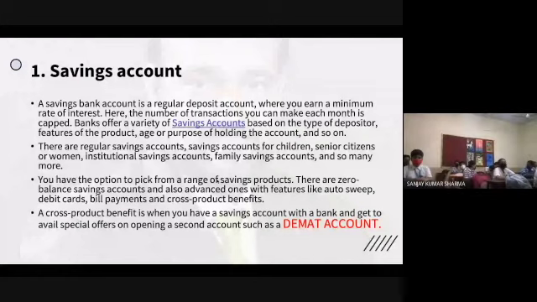The interest rate in a savings bank account is usually very less. It is sometimes even less than 3%. If you deposited 100 rupees for a whole year, you will get 3 rupees in a year. It is that low, understood?